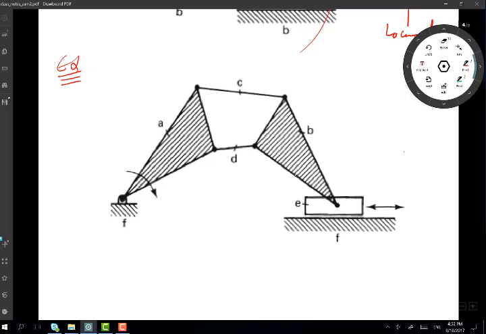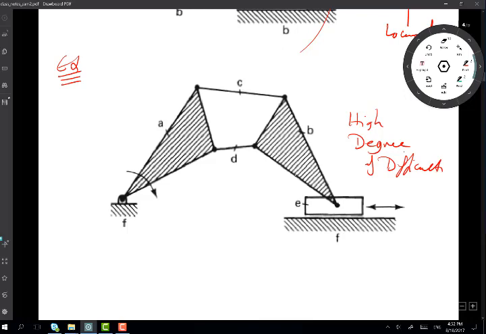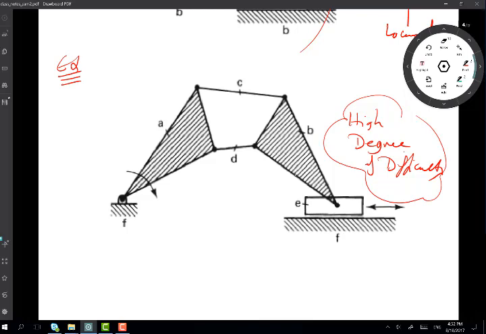Just before I forget, I really want to say here that this is a high degree of difficulty. That's my opinion. And how many degrees of freedom is it? I think it will be one, so F would still be one. However, it's not easy to solve.